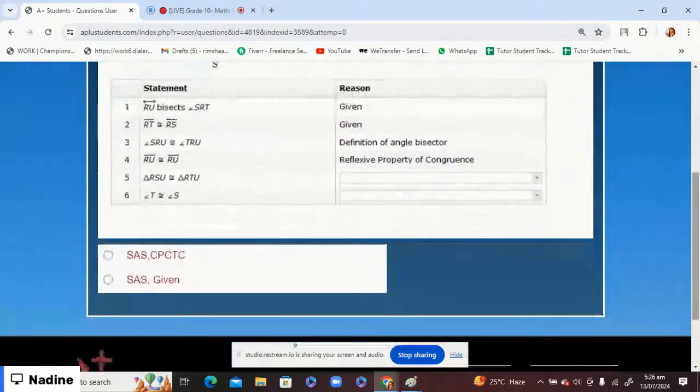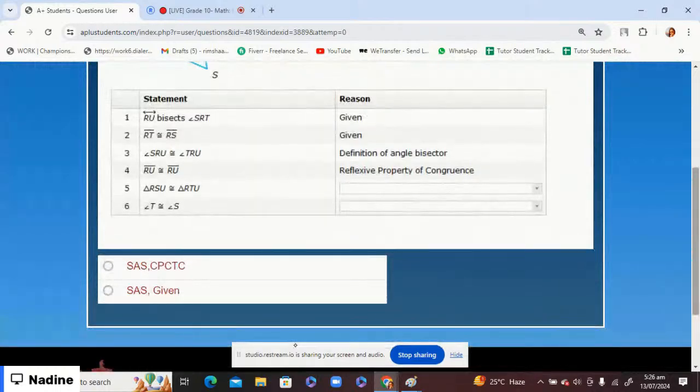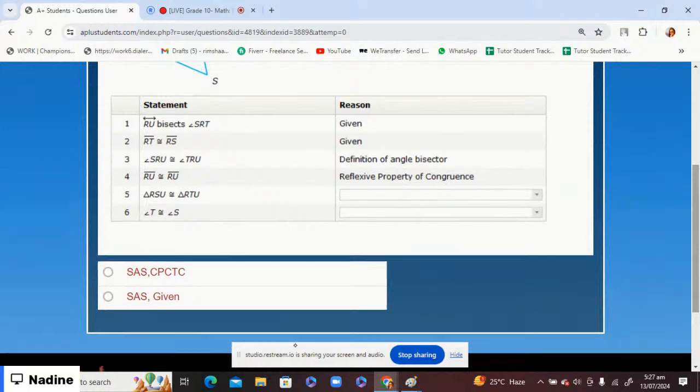Two properties are given here: side angle side, and the second one is corresponding parts of congruent triangles are congruent, which stands for CPCTC. Corresponding parts of congruent triangles are congruent. That is the meaning of CPCTC. Side angle side and given. So what's the right answer?